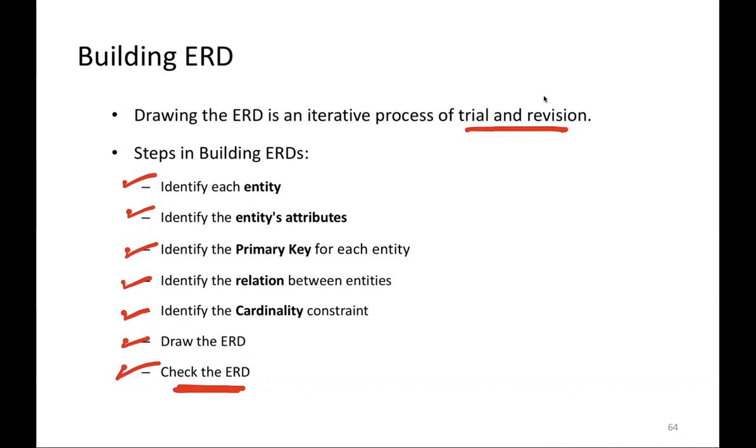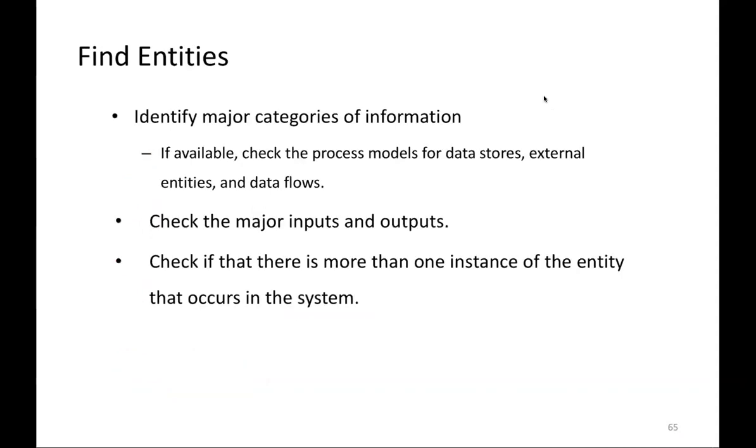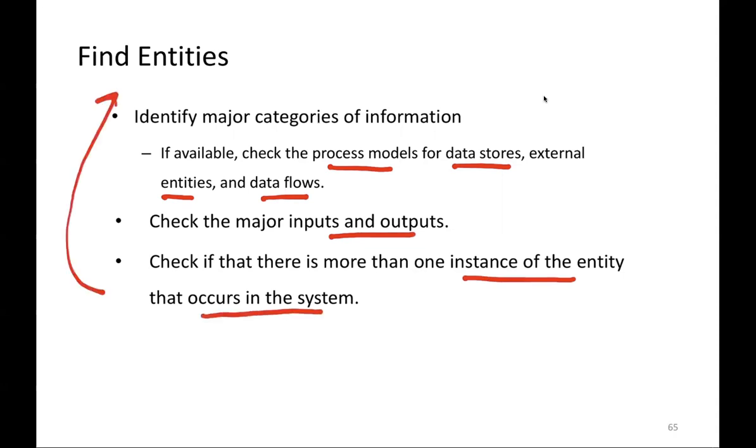Let's now start with the first step, finding entities. If you would like to find entities to be plotted in your ERD, you need to identify major categories of information. If available, you need to check the process model that you built for data stores and external entities and even data flows. Next, you need to check the major inputs and outputs, and also check if there is more than one instance of the entity that would occur in the system. This will definitely help in identifying entities of a system.